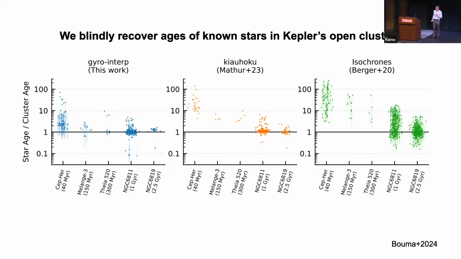The more important cross-check that's possible now for Kepler comes from the cluster data. There are 5 open clusters in the Kepler field, 2 of which have been known forever, and 3 of which are entirely new from Gaia. The new ones from Gaia, Cepheus Hercules, Mélange 3, Thea 520, are all below a few hundred million years. And then the other 2 are much older. So what you want is to have your stars in these clusters near the 1 on this line, which means that your ages, whether they're rotational or isochronal or whatever method, agree with the cluster age.